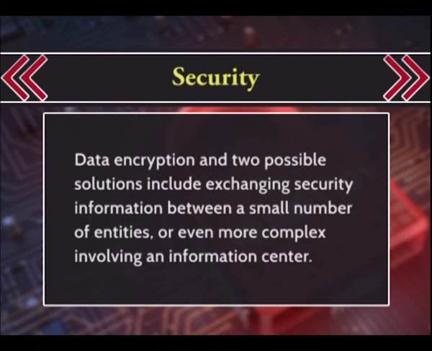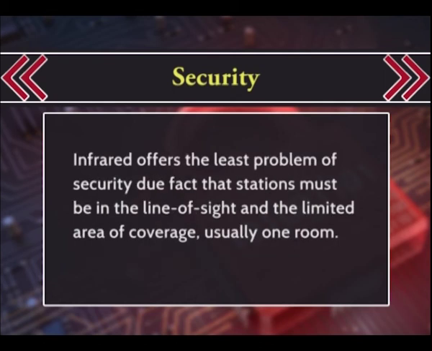Data encryption has two possible solutions, including exchanging security information between a smaller number of entities, or an even more complex one involving an information center. Infrared offers the least problem of security due to the fact that the station must be in line of sight and the limited area of coverage, usually one room.